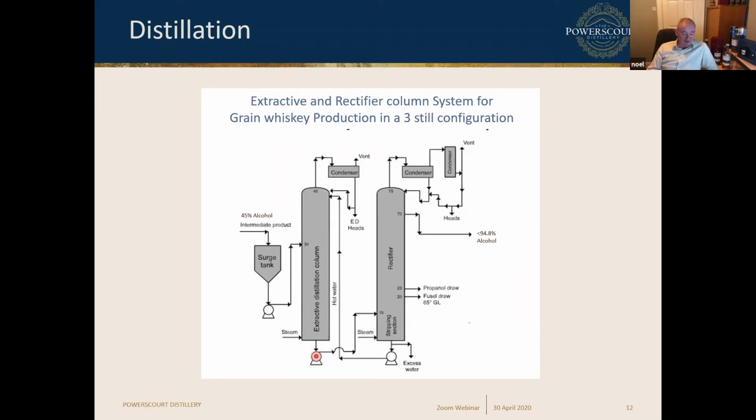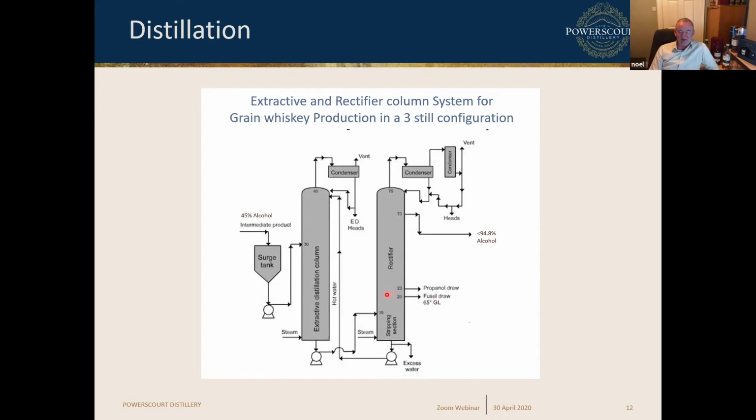So that liquid is pumped into our rectifier on the right. And like I said earlier, this number 15 on the side is roughly where the spirit is entering the rectifier. So steam goes in at the bottom. The alcohol will quickly vaporize in here and rise up through the column. And you can see that on plate 20, where the fusel oil draw off is, the alcohol strength there is about 65% alcohol.